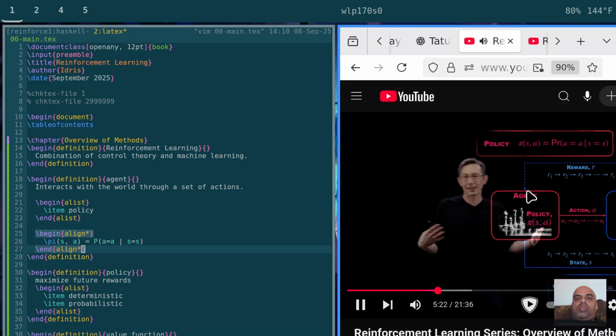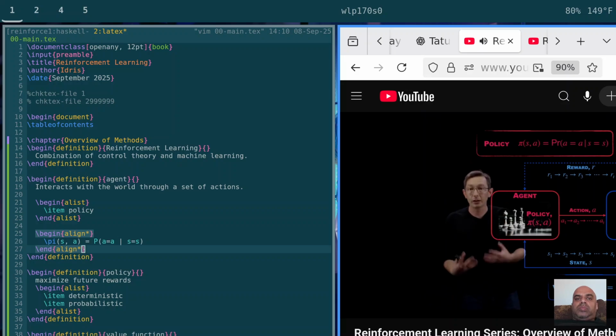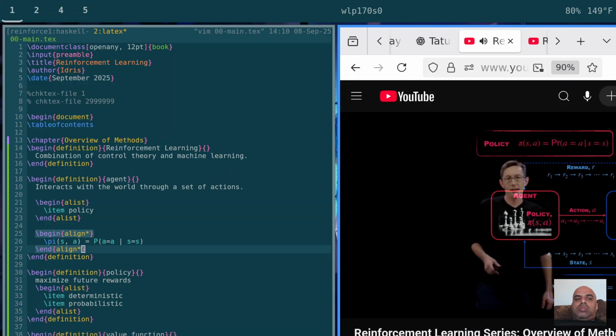It's kind of like a utility function. And so for every policy pi, there is a value associated with being in each of the given states S.